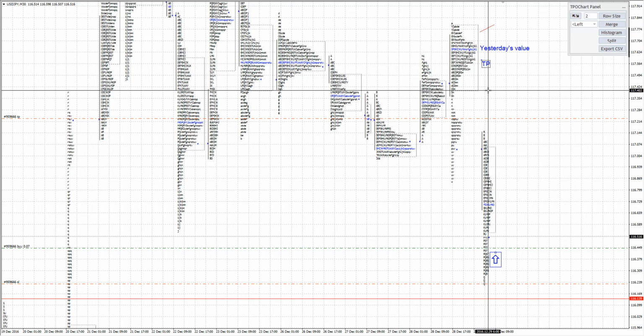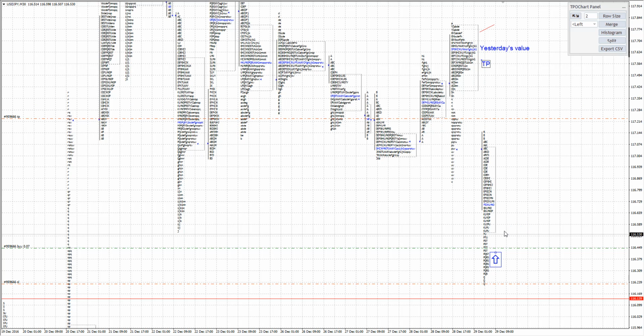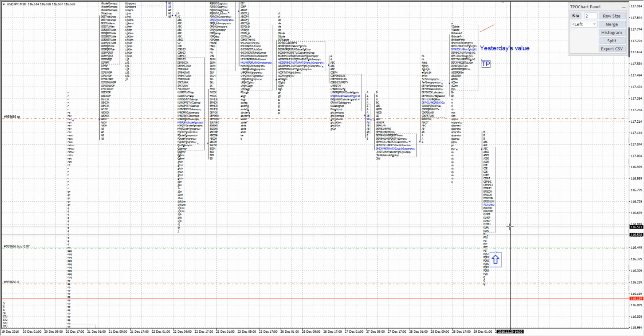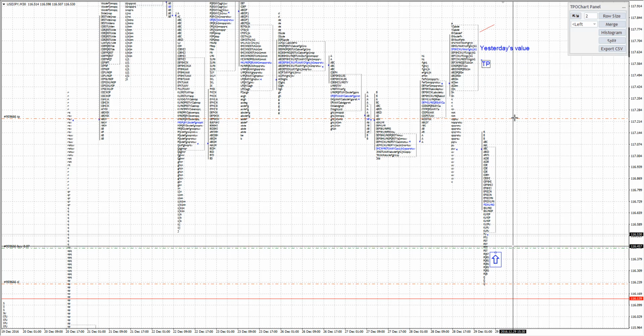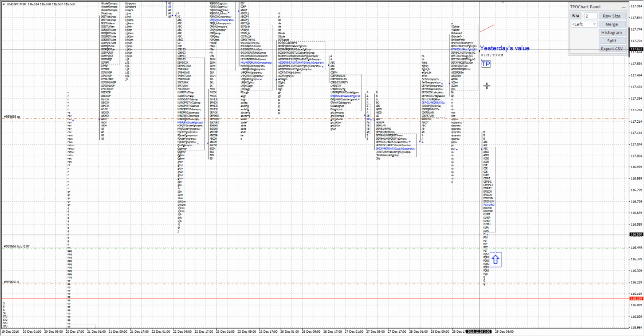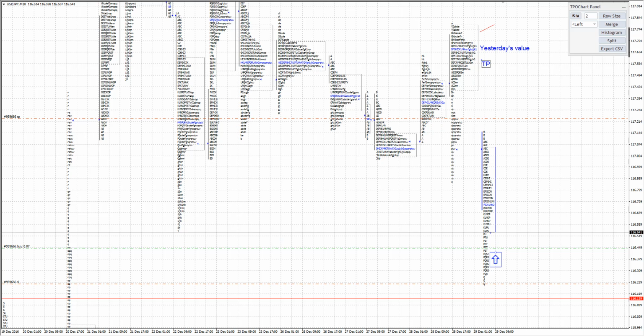The yesterday value low is sitting at 117.40. Price right now is trading at 116.53, right? So we are far away from yesterday's value, far away, and far away from yesterday's point of control, about 100 pips. So there is a big risk-reward trade here.